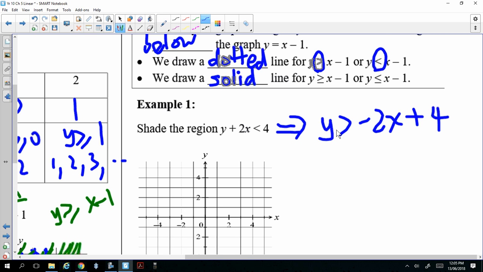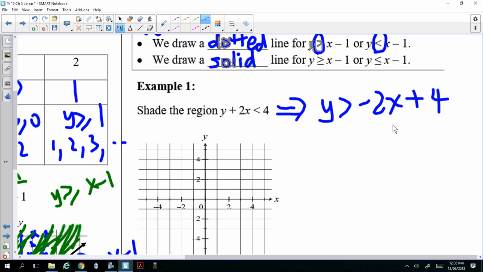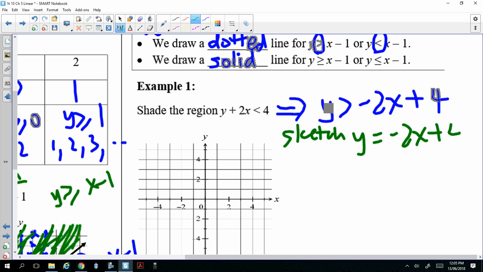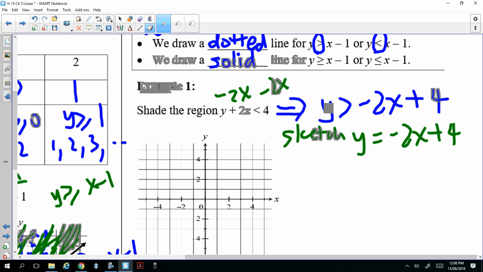Now we have to draw this equation. Now we have to sketch y equal to negative 2x plus 4, which you have many ways to do. Now, because I just moved the 2x to the other side, I didn't divide or times by negative. If I just subtract both sides by a term, that does not change the inequality sign. So only when it's times by negative. Oh, I changed it. Oops. Sorry. Okay, so it's still less than. Thank you. Let's continue.